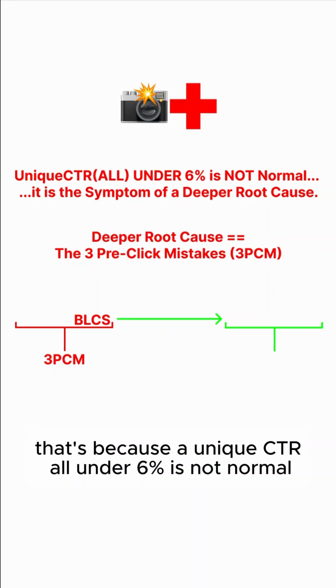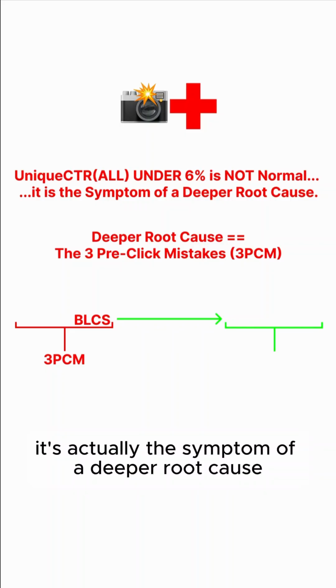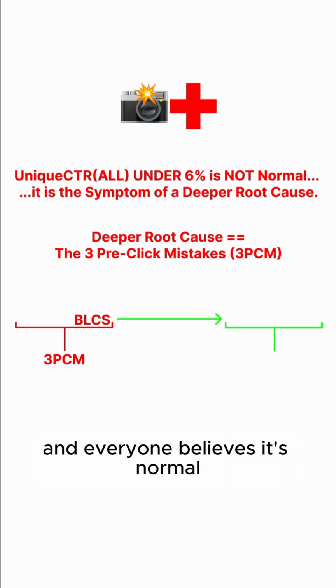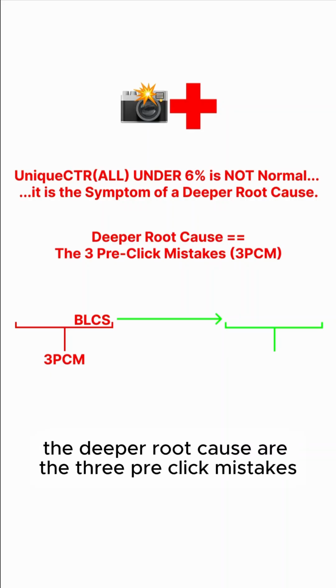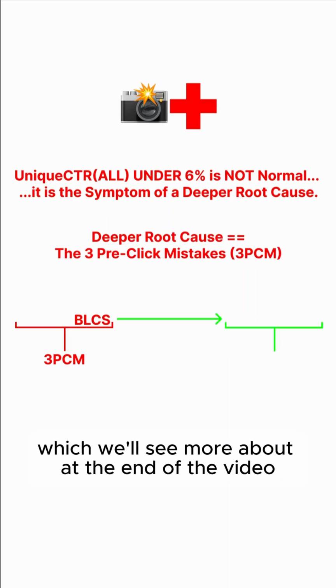That's because a unique CTR under 6% is not normal. It's actually the symptom of a deeper root cause. Extremely common, seems like everyone's got it, and everyone believes it's normal, but it's not. It's the symptom of a deeper root cause. The deeper root cause is the 3 pre-click mistakes, which we'll see more about at the end of the video.